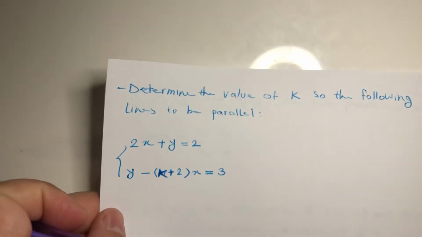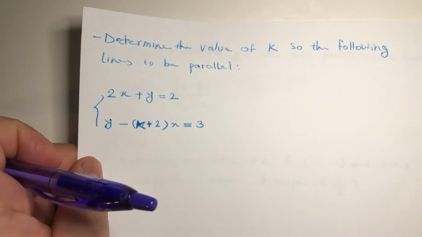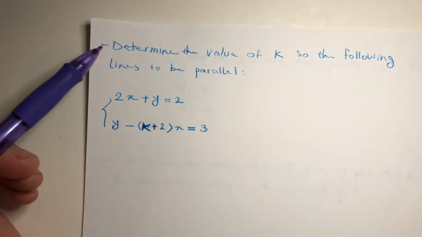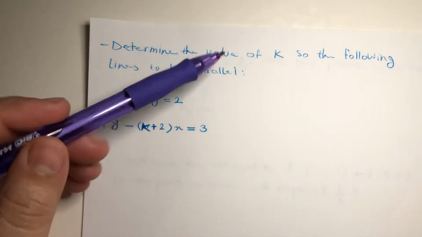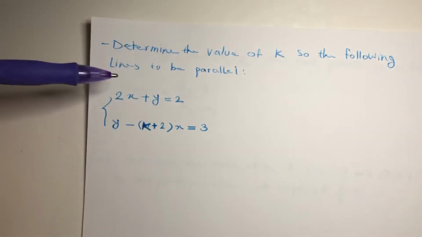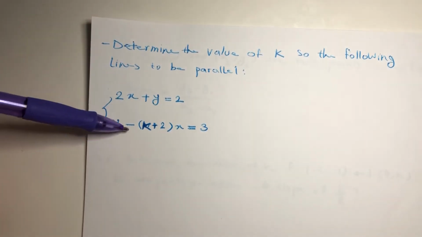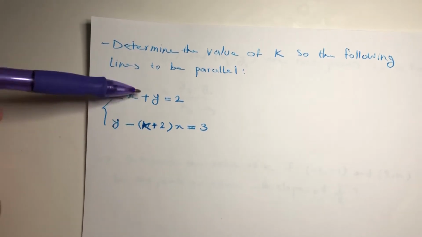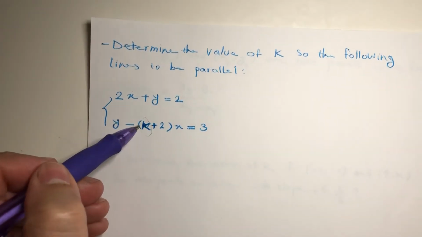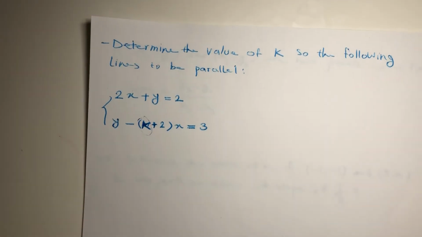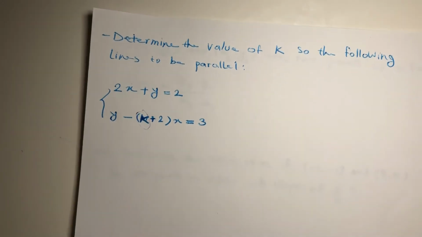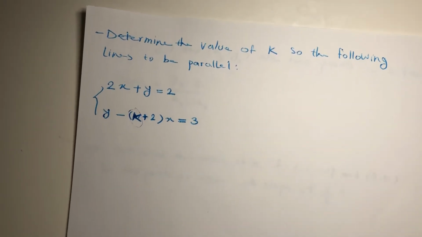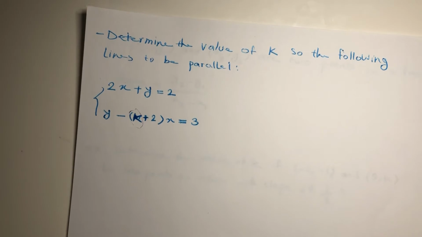Let's solve a practical example for the parallel lines. The question is, determine the value of k so the following lines are parallel. So we have two line equations. We want to find this value of k so these two lines are parallel. In order to do that, the first thing we do is transform these lines to the standard line equation.